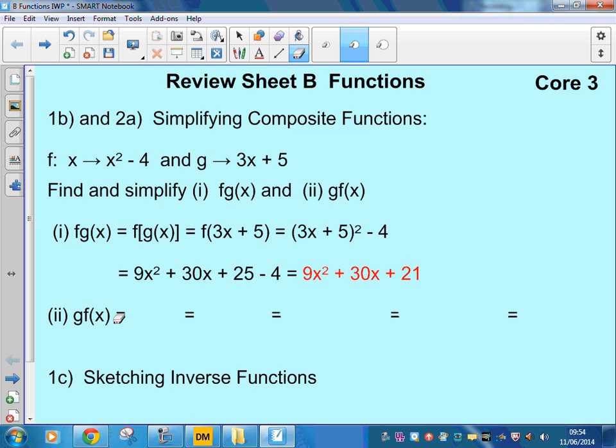For gf of x, that's g of f of x, so it's g of the x squared minus 4. Now g is multiplying by 3 and adding 5, so you multiply the x squared minus 4 by 3, and then you add 5. So that's 3x squared minus 12, add 5, 3x squared minus 7, so obviously different answers.